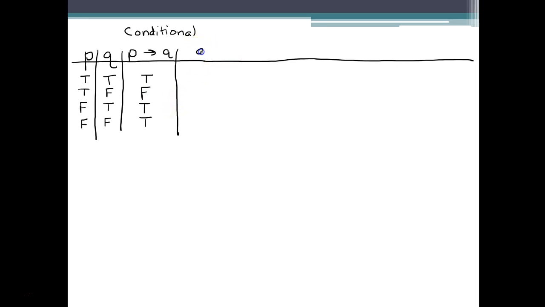Then we switch the order. We do it backwards, and that's the converse of the conditional. For the converse, if Q then P goes T, T, F, T. So these two are not logically equivalent to each other. They do not get the same columns in the truth table.